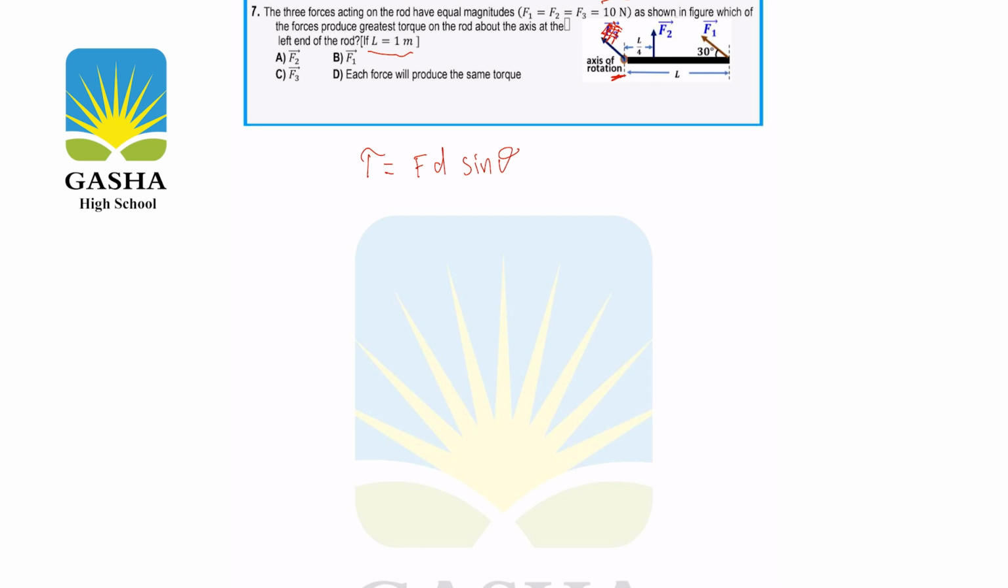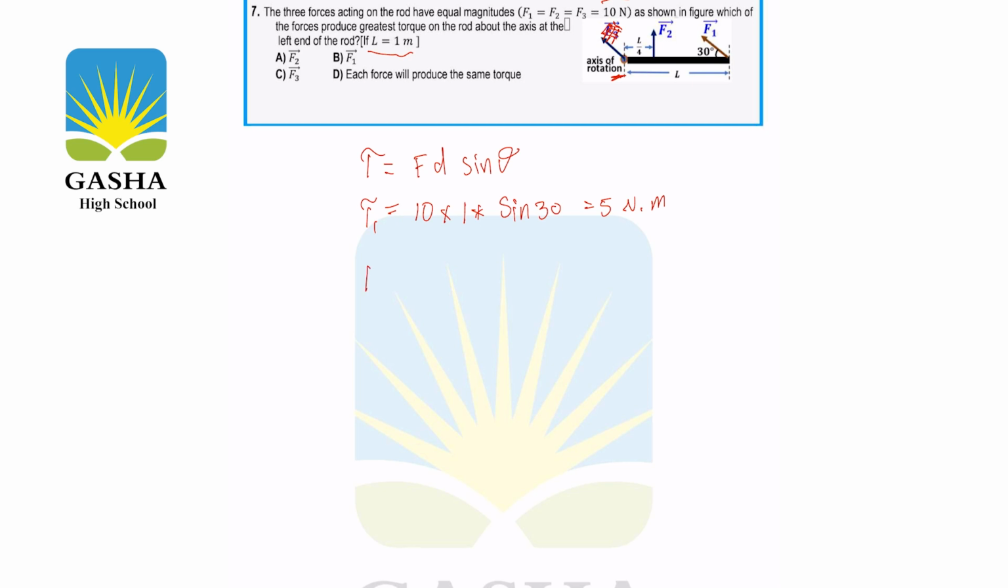The better way is to solve the question in order to determine which force produces a greater torque. So let's find the torque for the first force. The first torque is F1, which is 10 Newton times L. L is equal to 1 meter, and the angle is 30 degrees, so that's sine 30. And that's equal to 5 Newton meter.